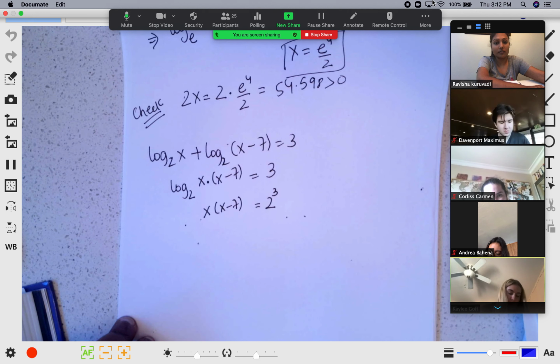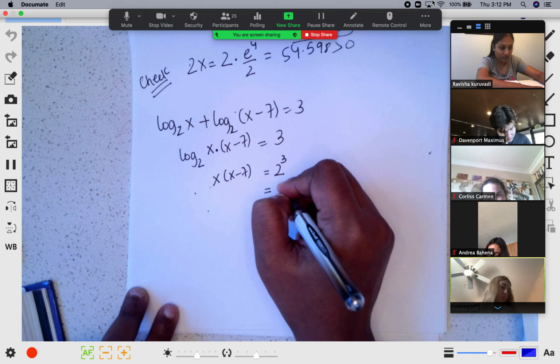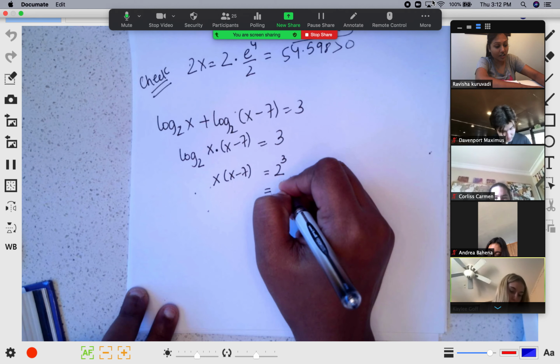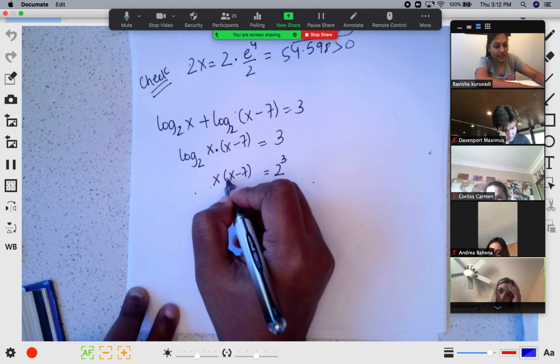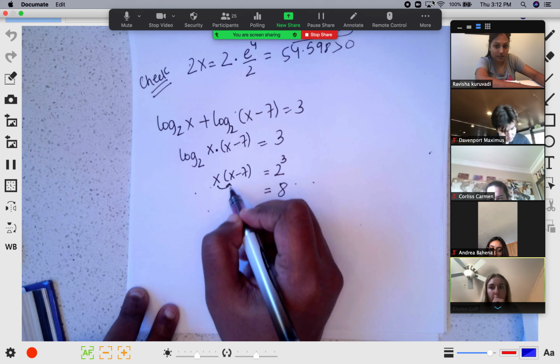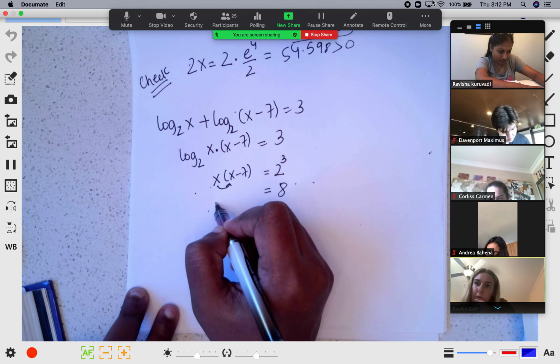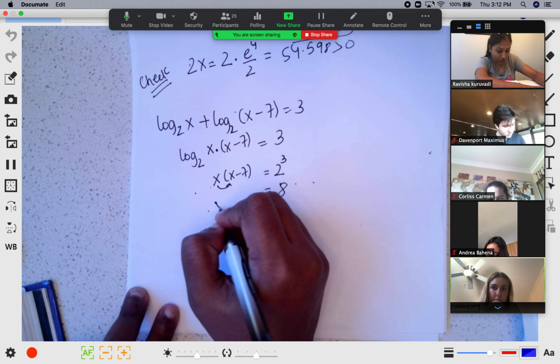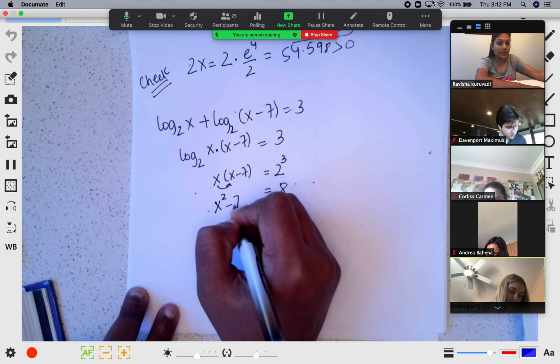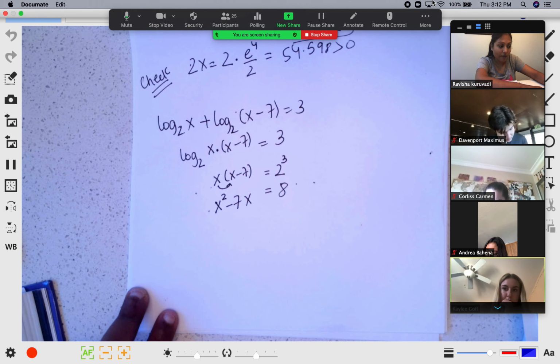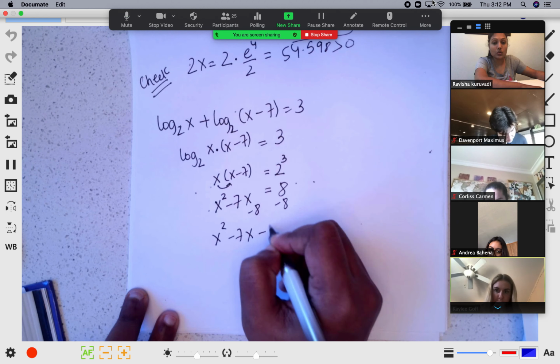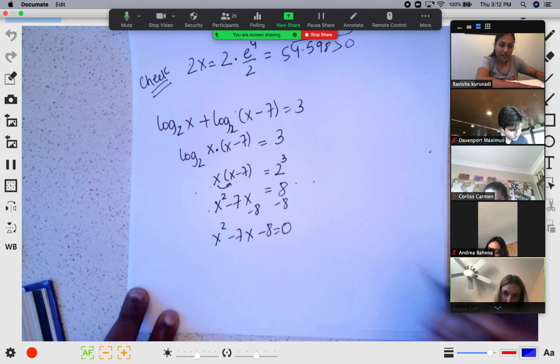Okay. Next thing, we need to solve this for x. What is 2 cube? 8. And here if I open the bracket, what does it become? x times x is? x squared minus 7x. You got this thing. Now I cannot isolate here. This is a quadratic. So I have to take everything on one side. So you get x squared minus 7x minus 8 is equal to 0.